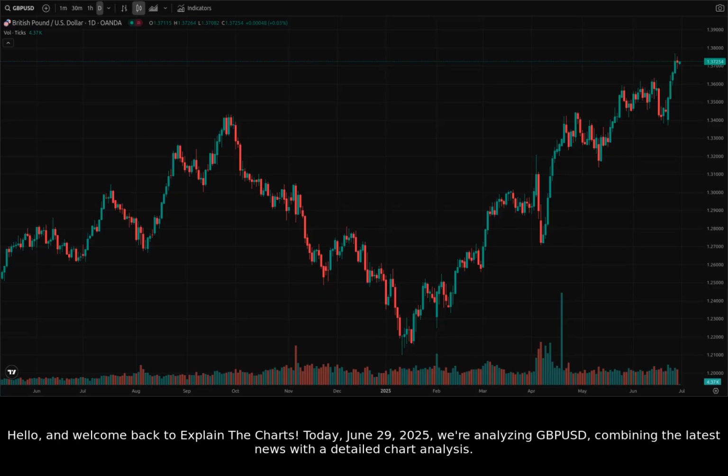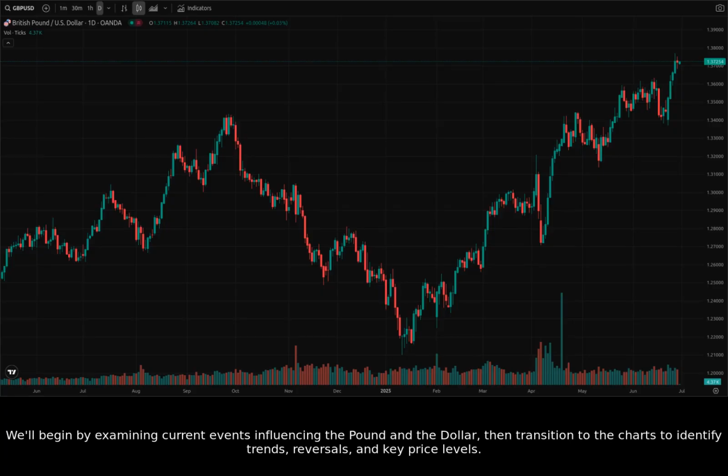Today, June 29th, 2025, we're analyzing GBPUSD, combining the latest news with a detailed chart analysis. We'll begin by examining current events influencing the pound and the dollar, then transition to the charts to identify trends, reversals, and key price levels.